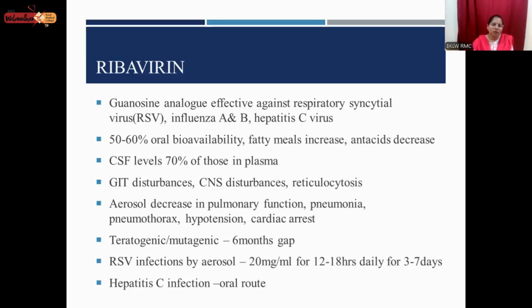So after taking ribavirin, instructions should be given. Women who are planning for pregnancy should postpone, or a gap of 6 months should be kept after taking ribavirin. It is given in aerosol mode in respiratory syncytial virus, that is 20 mg per ml for 12 to 18 hours daily for 3 to 7 days. In hepatitis C infection it is given by oral route.